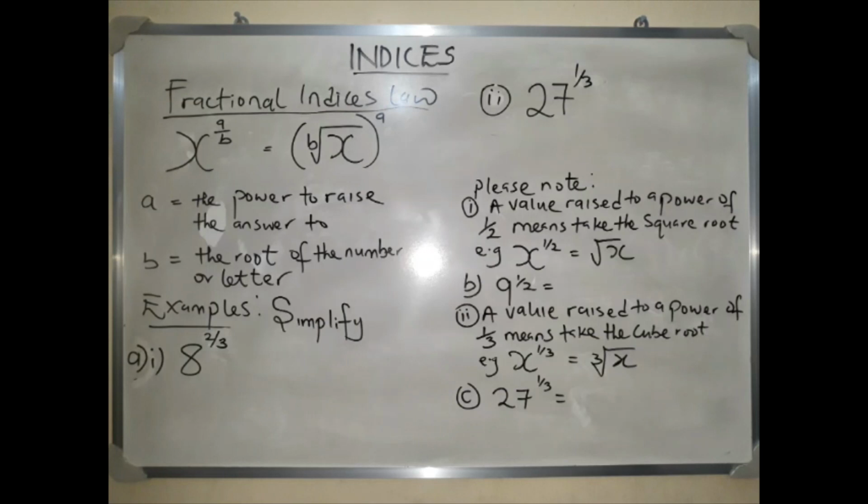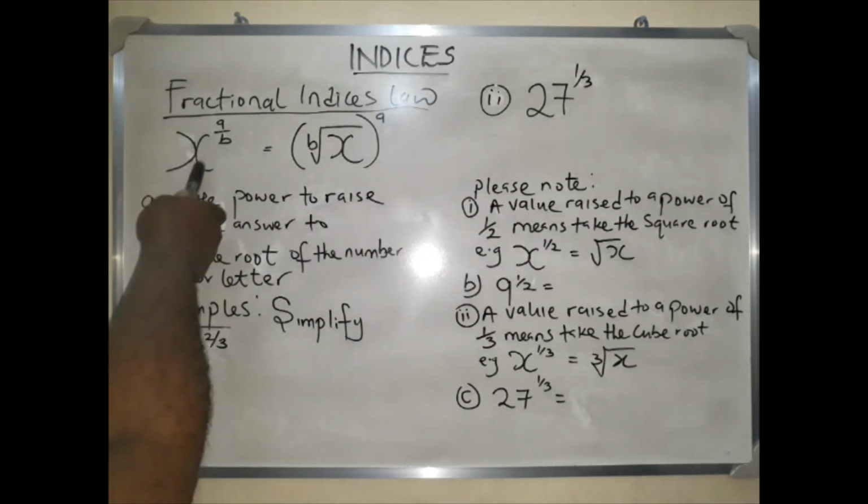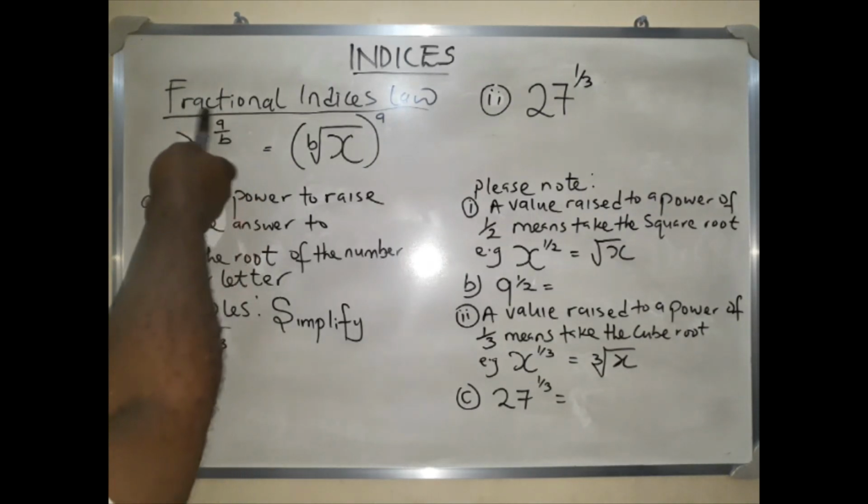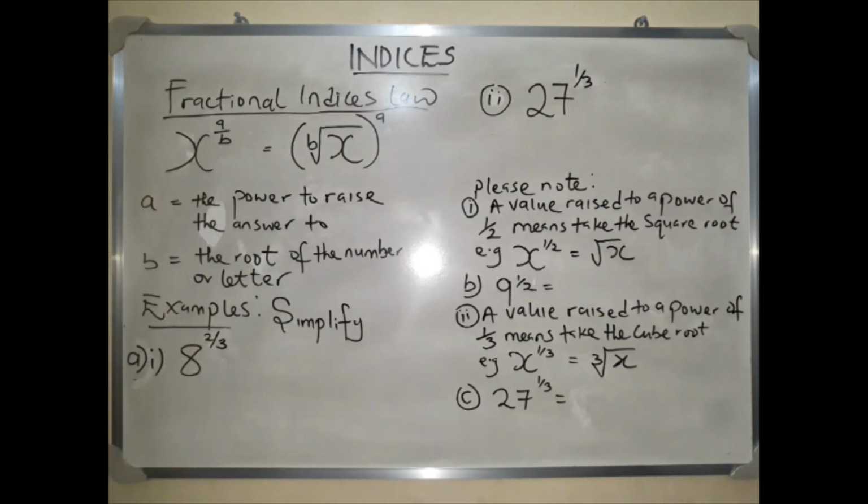And we can see an example of that on the board. You see our x raised to power a all over b. Now x is our base term, while a all over b is the power. And you can see that it is a fraction. It is a power of x and it is also a fraction.